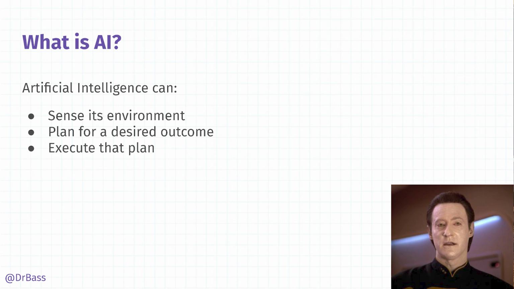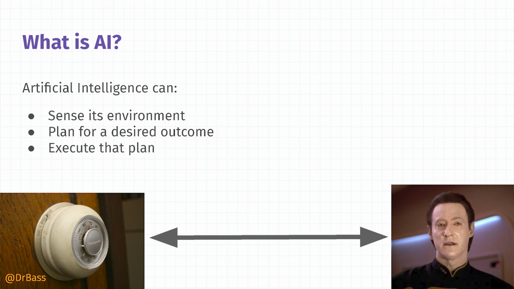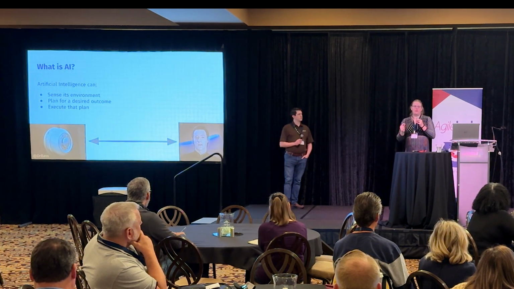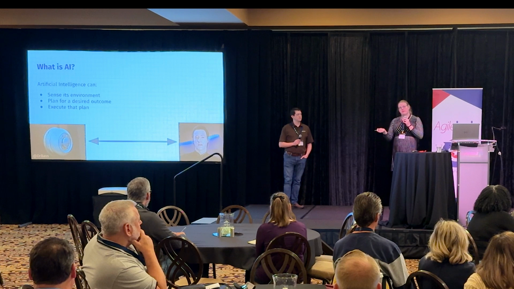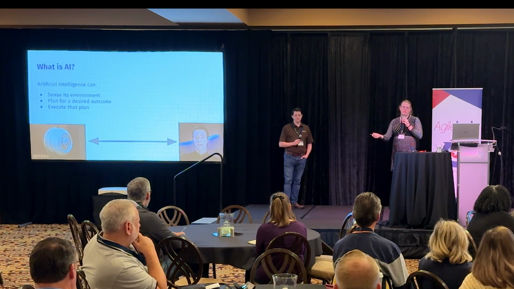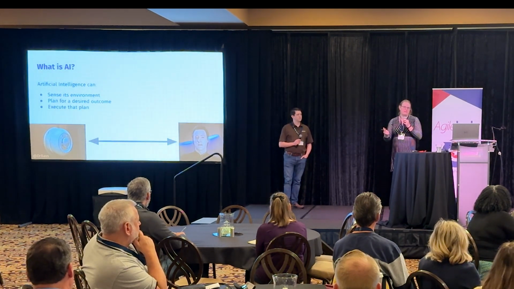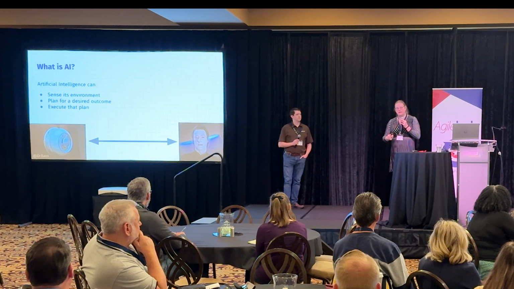But other systems fit this description too. The humble thermostat is also capable of doing these things. It's also artificially intelligent in its own way. It can sense its environment, though it only has one sensor, a thermometer. And it can plan for a desired outcome. It can heat or cool the house through the HVAC system and drive either the heating elements or the air conditioning. And it executes that plan by turning on those particular components in the system to drive towards the desired outcome.